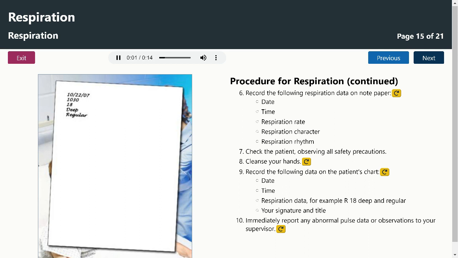Procedure for respiration. Record the following. You'll record the following respiration data on note paper, but you've got that little sheet, so you record whatever. You're not going to have room to write all that stuff, so you might be able to write it in the long box on the side over there.